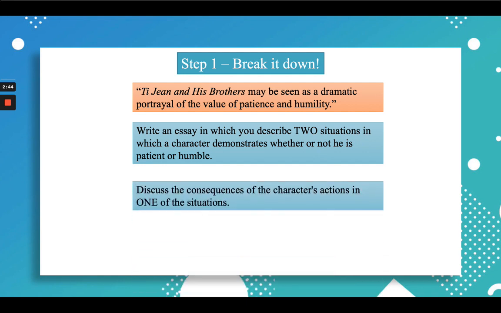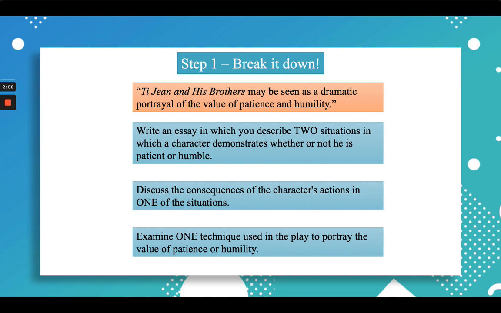Then what do you have to do? Discuss the consequences of the character's actions in one of the situations. So it has to be one of the two situations which you have mentioned. And next, as usual, every single time, you're going to be asked to talk about a technique. So examine one technique used in the play to portray the value of patience or humility. So I would always advise you to learn your techniques before going into that exam, because if you leave this section out, you're not going to get a very good grade.